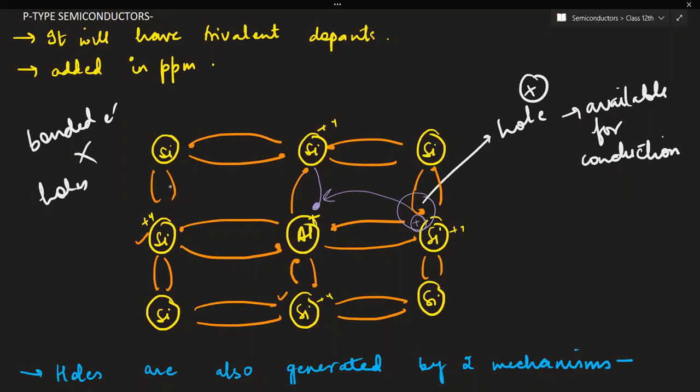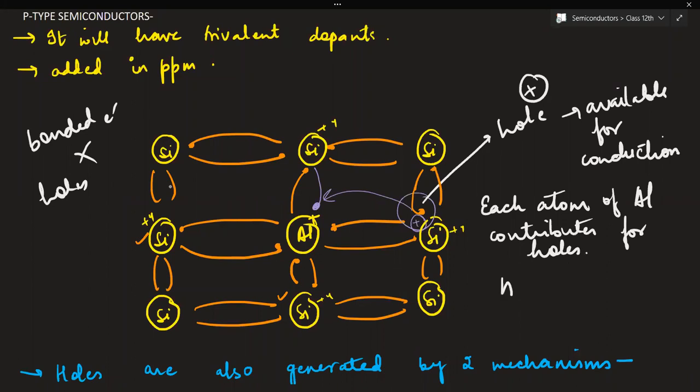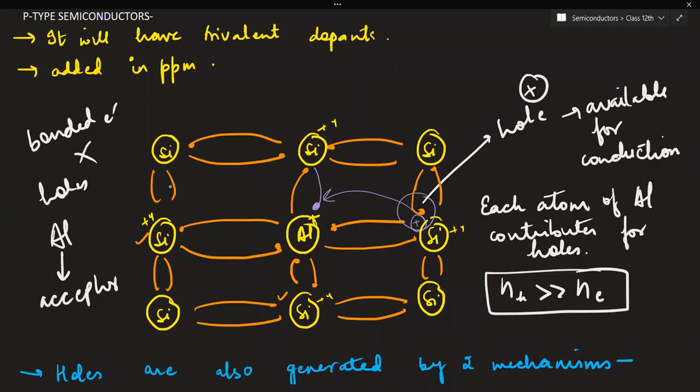Now, each atom of aluminium will be contributing holes. So if all the aluminium atoms that are present contribute holes, you will get number of holes greater than number of electrons. Let me write it. Each atom of aluminium contributes a hole. So you get number of holes greater than number of electrons. This is the difference that comes. And see, aluminium this time didn't give any electron. It took an electron from the atom. So these dopants are known as acceptor dopants, acceptor atoms.